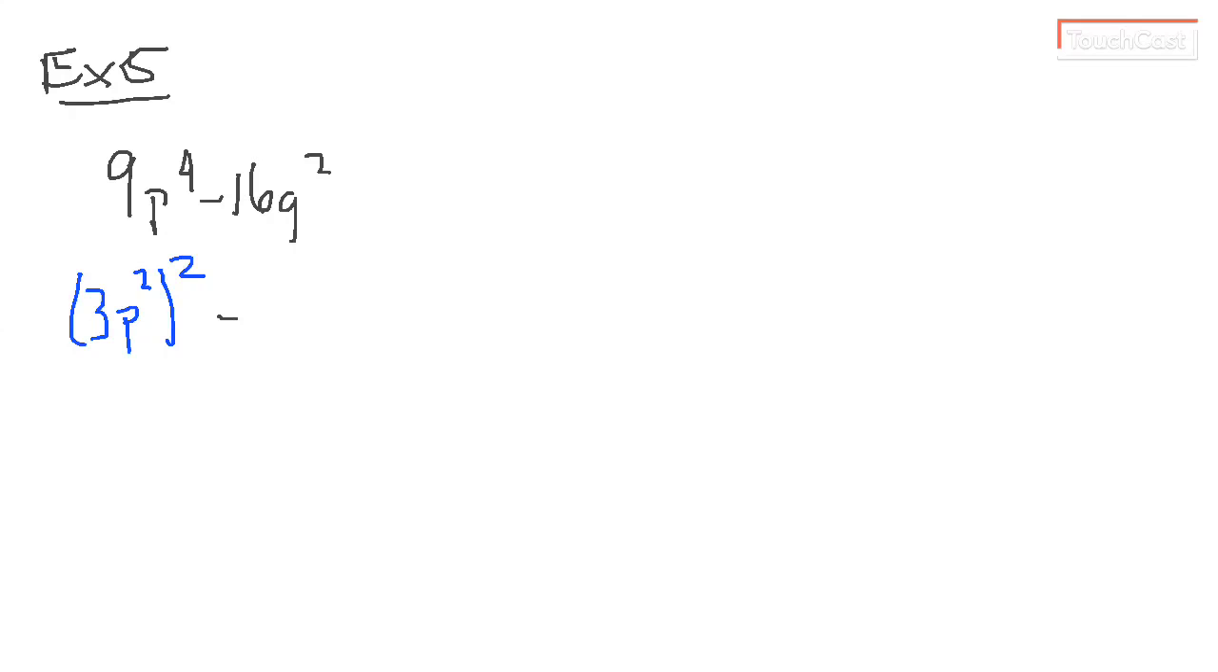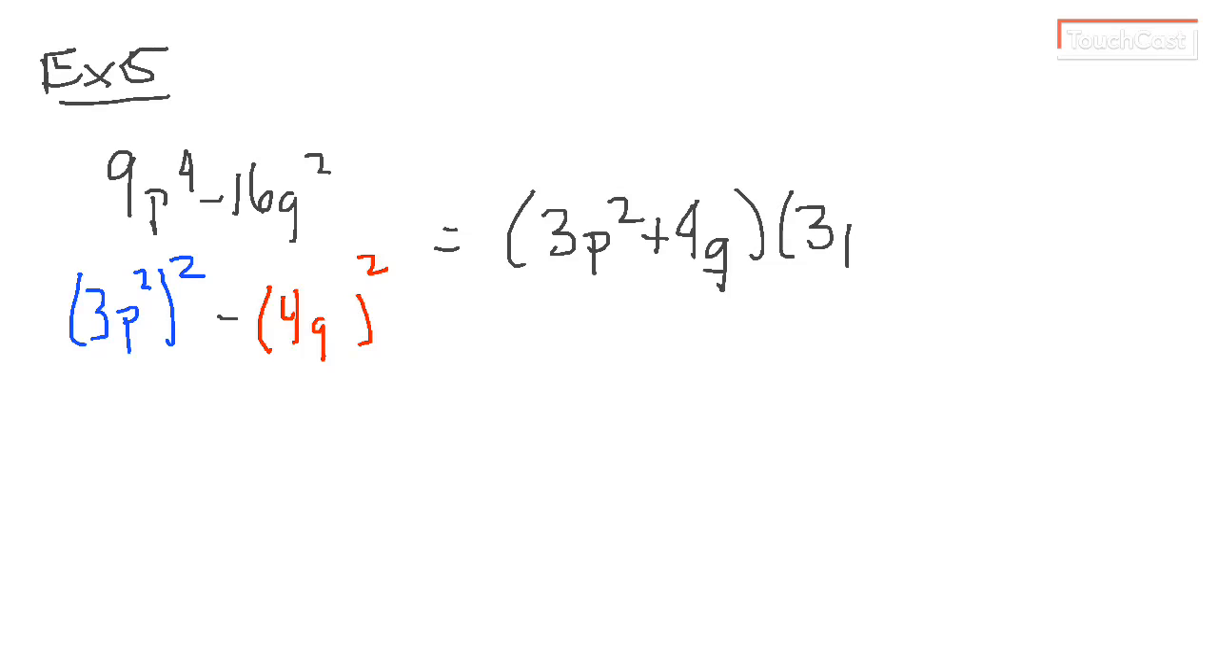Minus, okay, now we have to check the second term, 16q squared. Well, what times itself makes 16? That's 4. And then what times itself makes q squared? That's q. So we've got 3p squared, squared, minus 4q, squared. We've got a difference of 2 squares. So our factors are going to be 3p squared plus 4q times 3p squared minus 4q.